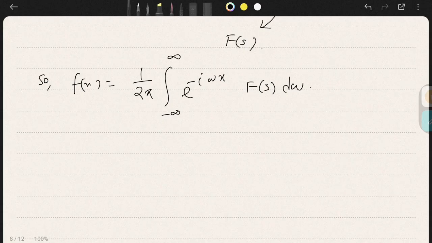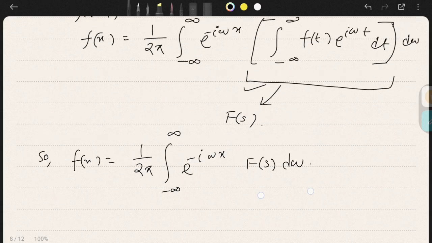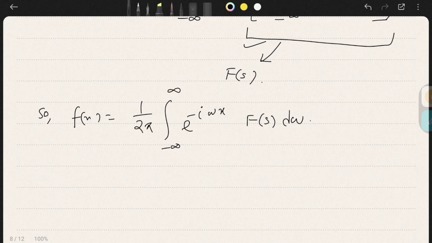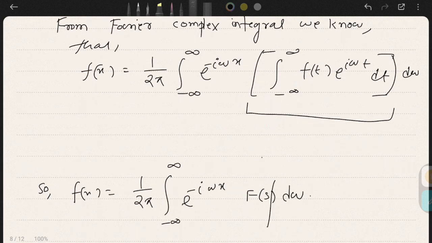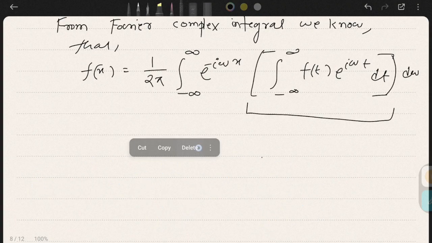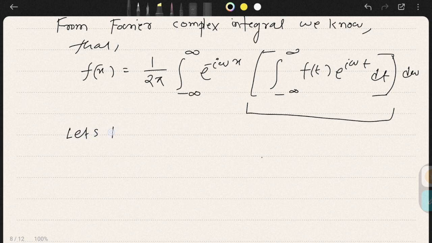So now let's correct this. We can write now, let's put omega equal to s. So the above equation can be written like this.